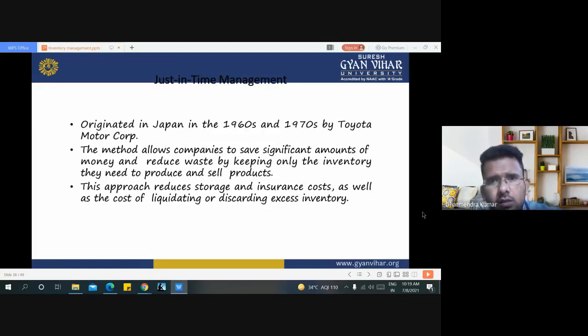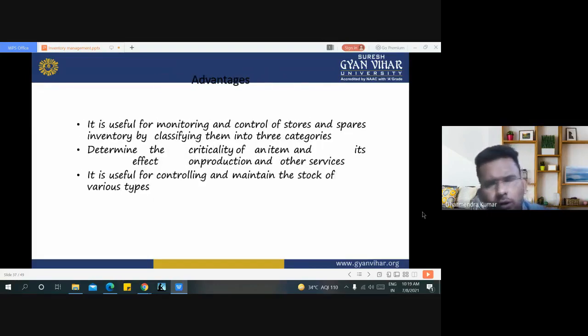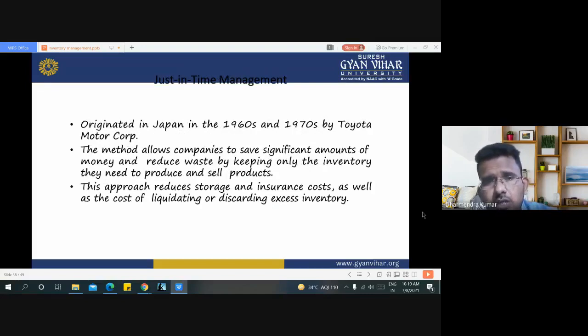Here, one thing is also important. This is the overall form of VED analysis. Another technique is just in time management, originated in Japan in the 1960s and 70s by the Toyota Motor Corp. The method allows companies to save a significant amount of money and reduce waste by keeping only the inventory they need to produce and sell product.